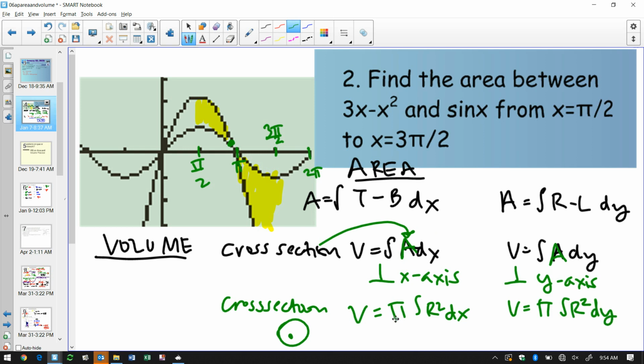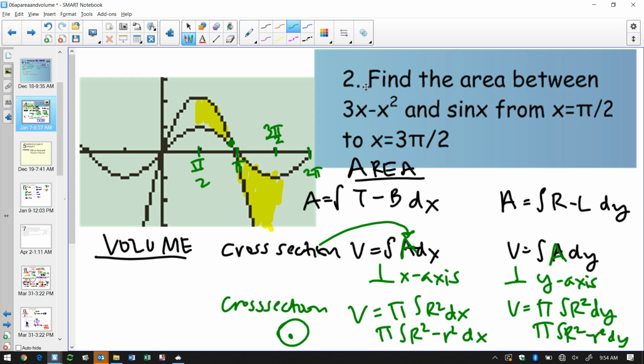Then we talked about discs and washers. If you have a space, then this turns to pi r squared minus r squared dx, and this turns to pi r squared minus r squared dy. But really, these are all your formulas. Not very many. If you can just memorize these formulas, it's really just a plug-in problem.